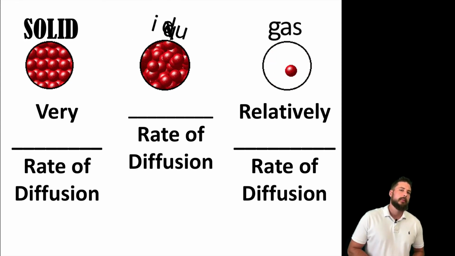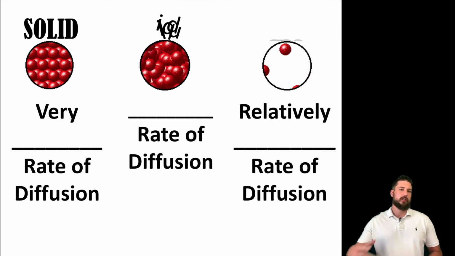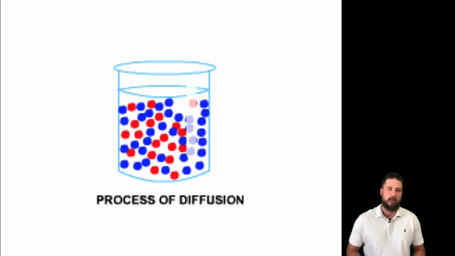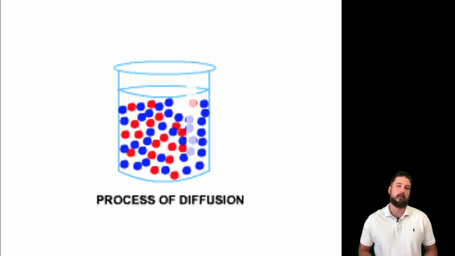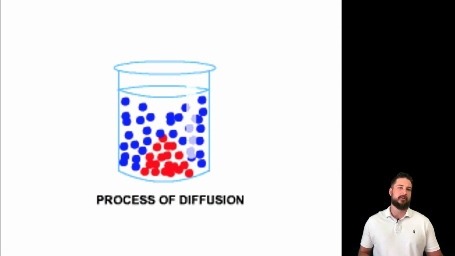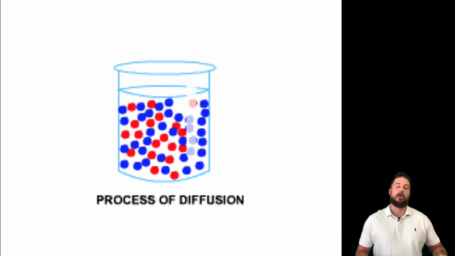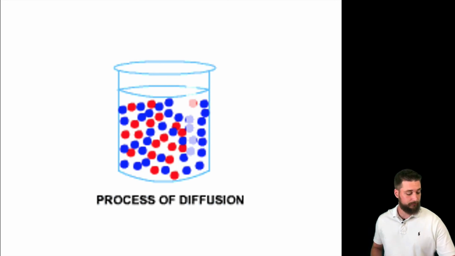Now let's talk about diffusion, the rate of diffusion. And before we talk about the rate of diffusion, let's talk about what diffusion is. Diffusion is the spontaneous mixing of particles. If you take a look at this illustration here, you can see that the red particles are spontaneously mixing with the blue ones. And so that's what diffusion is.